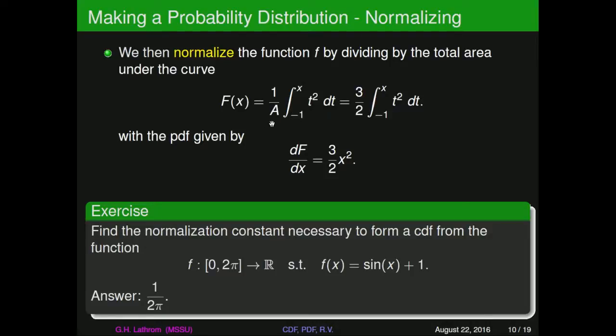That's what capital A is. So the normalization constant necessary to form a CDF from our function little f from 0 to 2 pi into the real numbers, such that f of x is equal to sine of x plus 1. Now if you go through this process, you should find that your normalization constant should be 1 over 2 pi. So give that a try, see if you can come up with that answer.